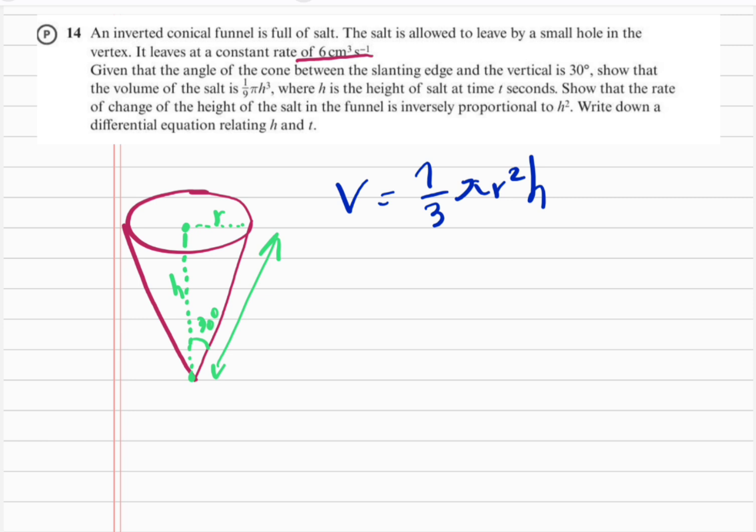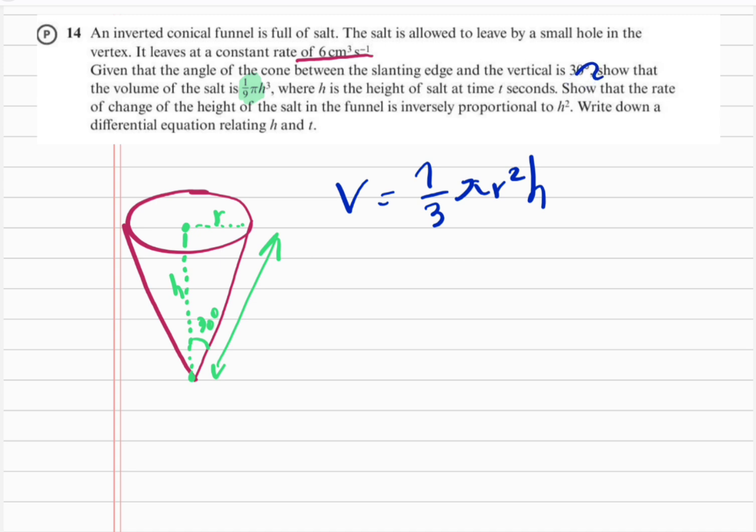So since we want to find a volume, we need to have all these elements in the formula. Because remember that ultimately we want to show that the volume is 1 over 9 pi h cubed. So it's fine to have pi and h cubed in our formula for the volume. But as you can see, there is no mention of r, which is the radius. So what this means is that we need to find the value for the radius and then substitute that into the formula. And that ultimately is going to give us 1 over 9 pi h cubed. So how can we find r?